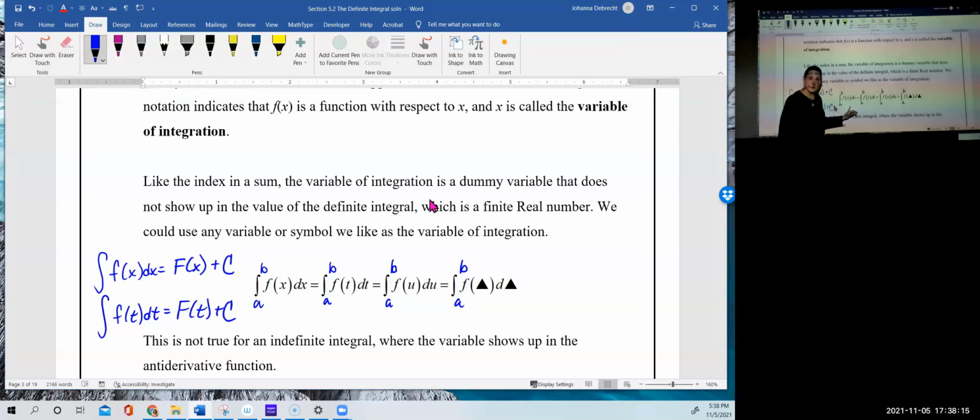For a definite integral, there is no result that has a variable in it. The result we get for the definite integral is a finite real number. There's no variable at all. And so there is no effect on the result of the definite integral.